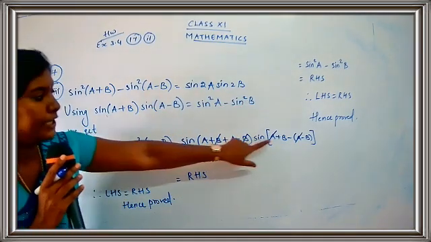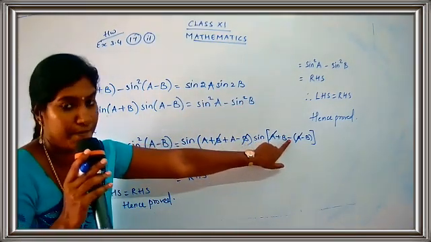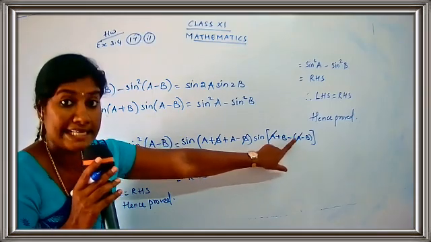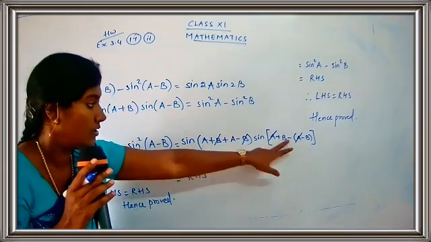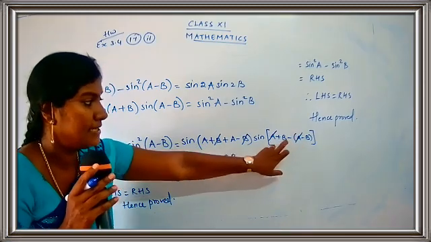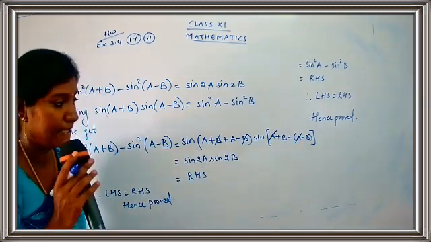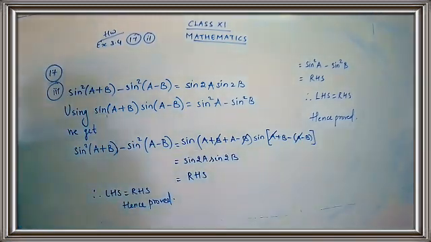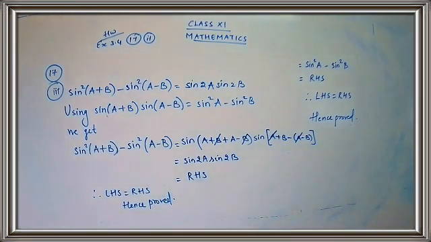Very simple thing. Here do not get confused. Here you have to use a minus sign, so when you use a minus sign, the sign changes. So a minus a gets cancelled and b minus of minus b, that is plus b. You get the answer sin 2a sin 2b. That is what is your RHS.